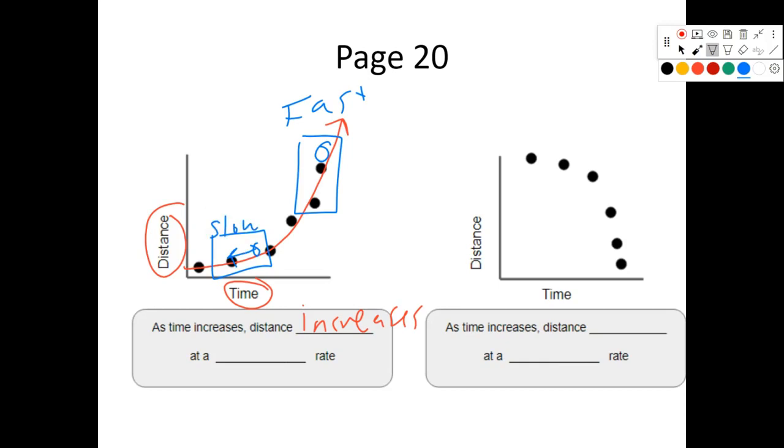Okay, so you always read left to right on your graph. So left to right means we would start slow and it would be getting fast, so that would be at a faster rate. And let's do this one.